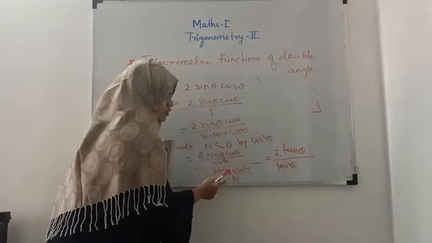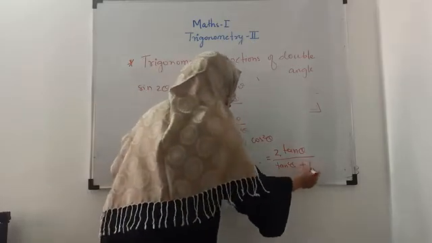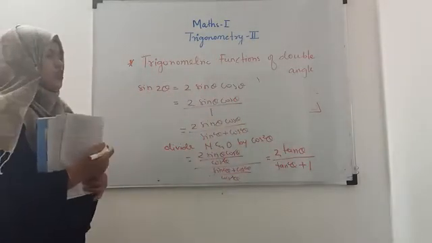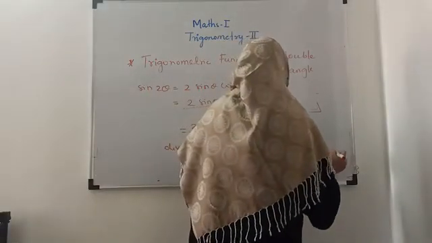And if you give this cos square theta to here, so this cos and this cos will get cancelled and your answer is plus 1. So this is what we have to prove. This is your RHS. Okay.